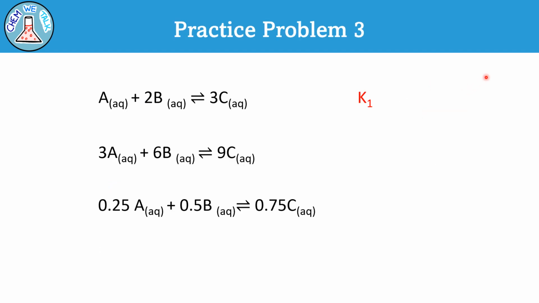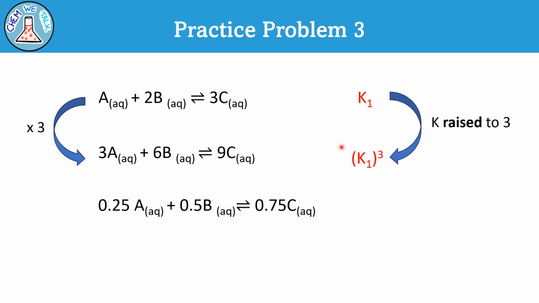Okay, let's look at this example here. We have this first reaction with a given k arbitrarily called k1, and let's try to calculate the k for the second reaction. Let's compare those two reactions. I think it's easy to note that from here to here, all the coefficients triple, right? So A is now 3A, 2B is now 6B, 3C now 9C. So if we multiply by 3, that's going to be applied to the exponent of your k. So it used to be k1, now the 3 that we multiplied becomes the exponent, so the new k for this reaction is k1 to the third.